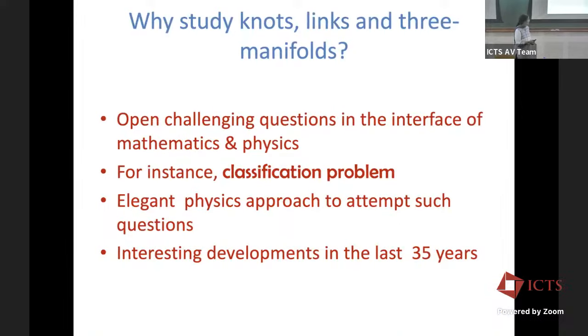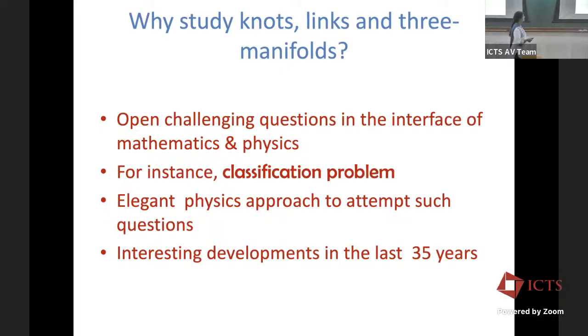As I already said, there are a lot of challenging questions at the interface of mathematics and physics, especially for low dimensional manifolds. In 3 and 4 dimensions there are a lot of challenging problems. I remember Brian Greene's string theory book, The Elegant Universe, which keeps repeating unification, unification, unification. Similarly here, the main theme is classification, and that's still an open question.